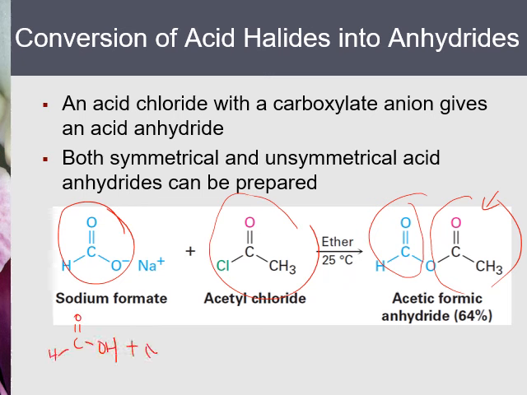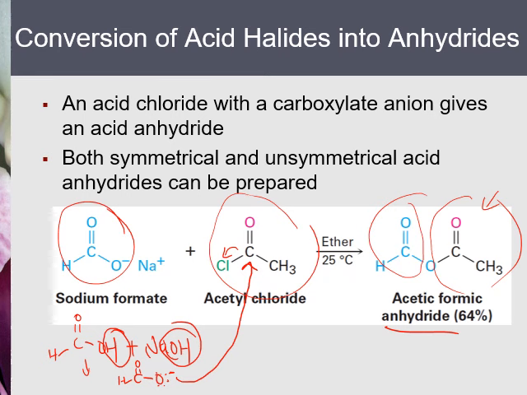When you add sodium hydroxide, it's an acid-base reaction, so the hydroxide deprotonates the hydrogen, and that will give you formate. It's an anion, the formate anion, and this is a nucleophile. This nucleophile will attack the carbonyl carbon, the leaving group leaves, and you get an anhydride. That's also a very general method to make anhydrides. One part comes from the acid chloride, the other part comes from the carboxylate.